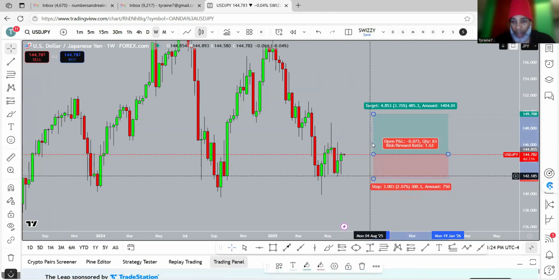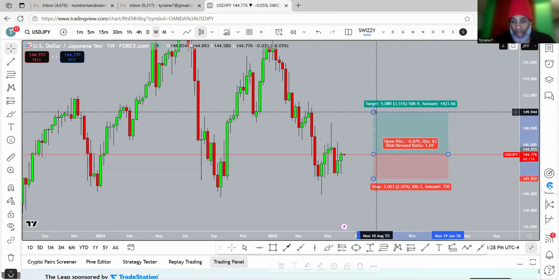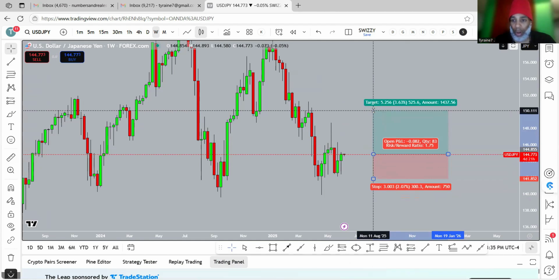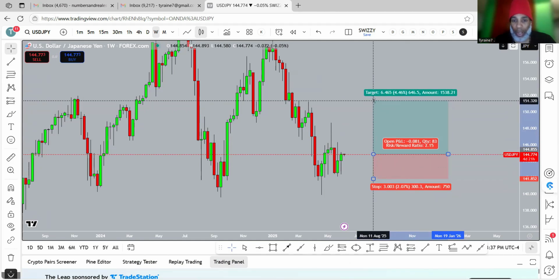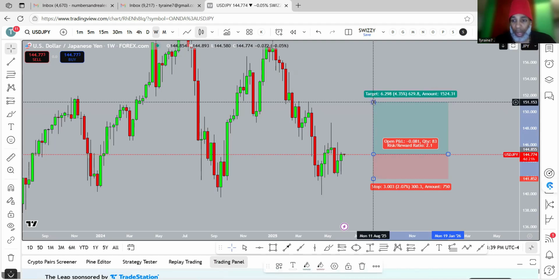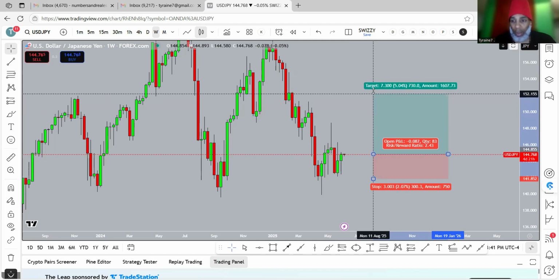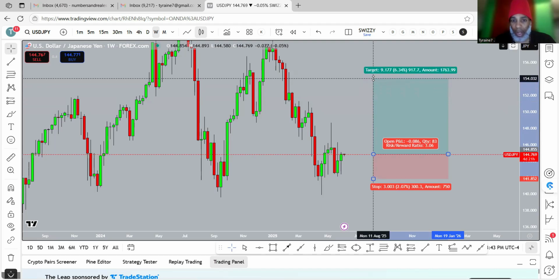Stop loss being about here. That's 1.69. I don't really like that. I would like to at least have two or more. So if you were to go here, you would be at two times, meaning you make two times your money, and three would be here, right?